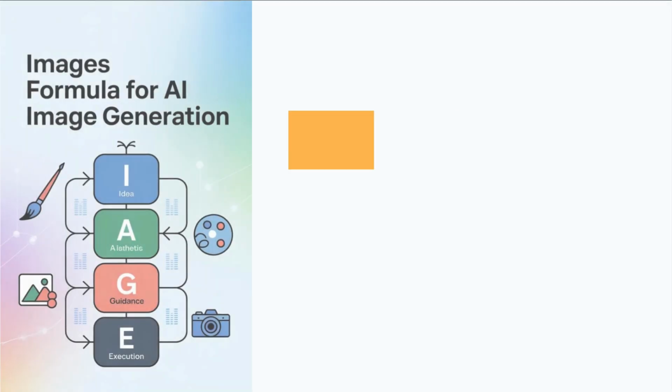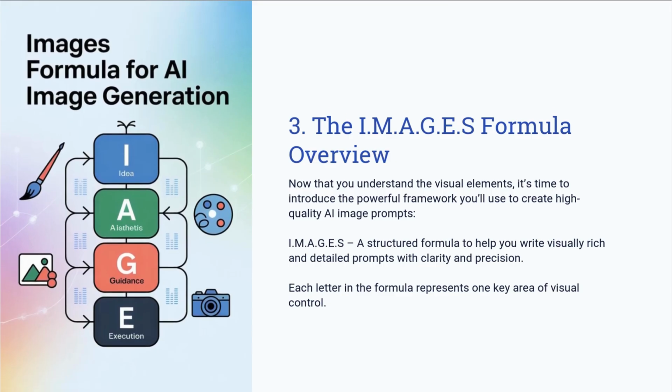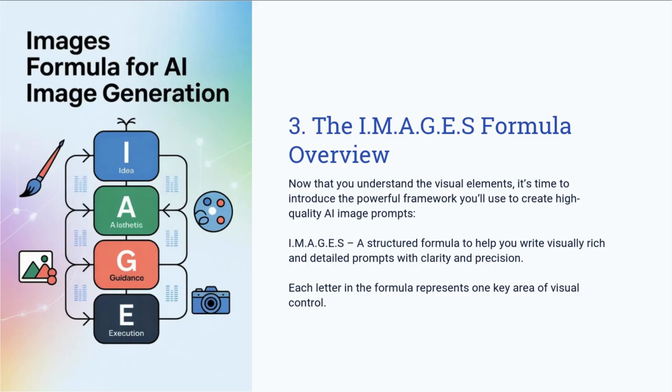Simple as that. Now that you've got a good understanding of visual elements, it's time to introduce the framework that pulls it all together. Say hello to the IMAGES formula. This simple yet powerful structure helps you write clear, detailed prompts that guide the AI exactly how you want, with precision, style, and control. Each letter in IMAGES stands for one key area of visual control. When you use it, you're not just describing an image, you're directing the entire creative process from identity to emotion, art style to effects, and even how the image is framed. Let's break it down step by step.